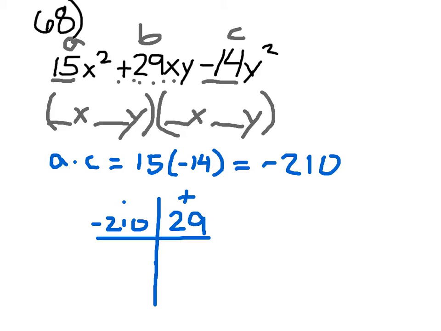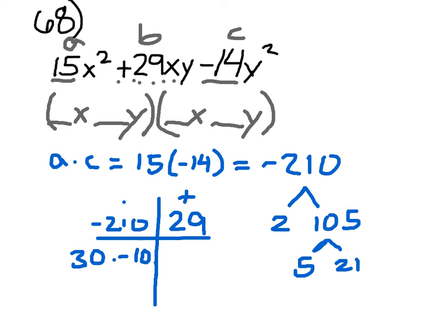Negative 210. So I know it's going to be a negative times a positive to get negative 210. I'm thinking about 30 times negative 10, but that really doesn't get close. That's like 20. Let's see here. I'm going to look at the factors of 210 real quick. Just a little factor tree. 2 and 105, 5 and 21, 3 and 7.